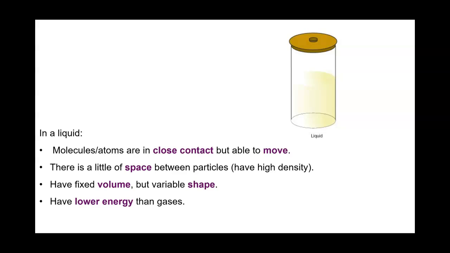Liquids have a fixed volume, but they do have a variable shape, and the shape of a liquid is simply the shape of the container that you put it in. The fact that they have fixed volume is why we are able to use things like graduated cylinders and measuring cups to measure out the amount of a liquid, because when we pour it to another container, the volume won't change.